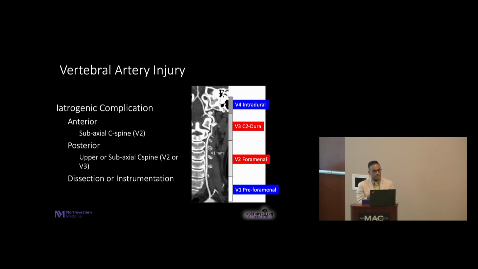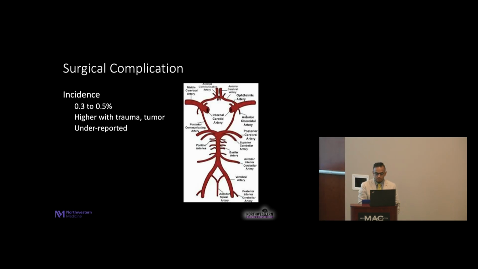Again, generally you're going to see an injury in this situation iatrogenically either from the dissection itself, from the high-speed burr, as we've talked about. You can see it from curettes, you can see it from Kerrisons, or you may even see it from the instrumentation if you're placing instrumentation asymmetrically.